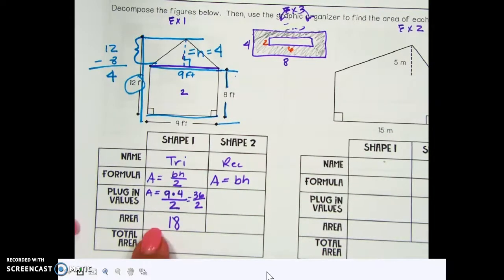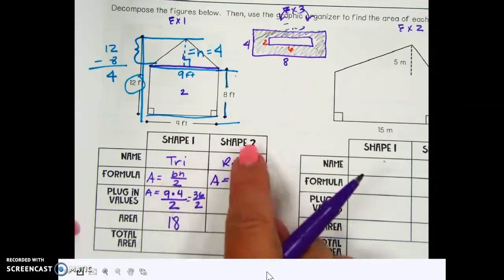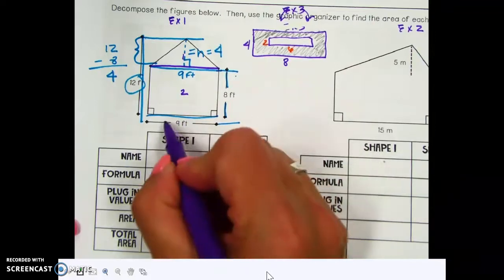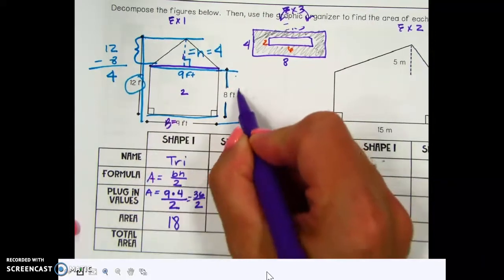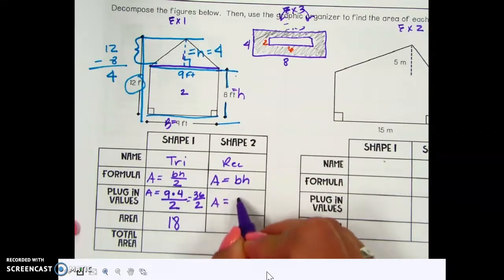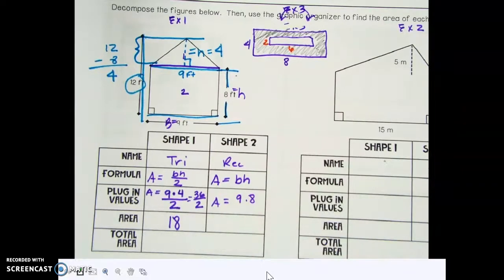Okay, so that's the area of my triangle, but I'm not done because now I need to find the area of my rectangle. Well, here's my base and here's my height. So area equals 9 times 8. What does my area equal? What is 9 times 8? Area of a rectangle is pretty easy. Go ahead and type it in as soon as you know.